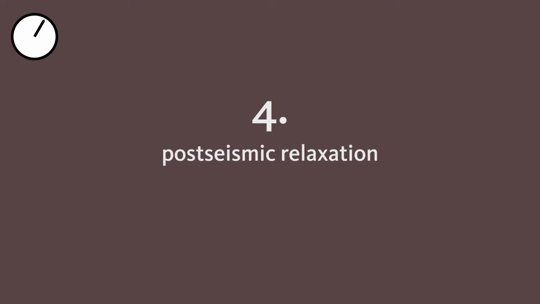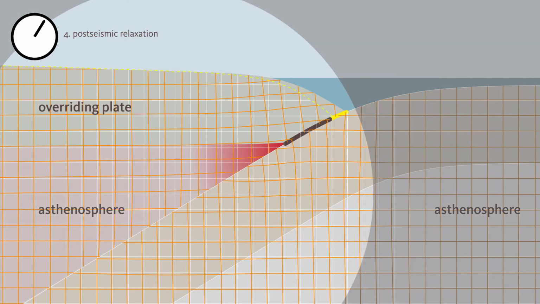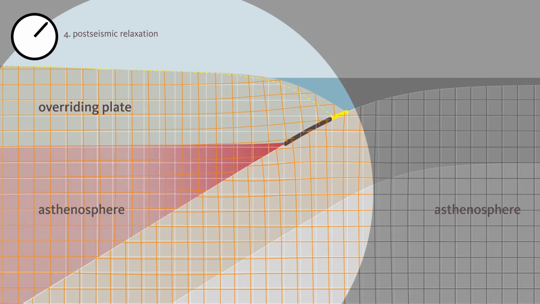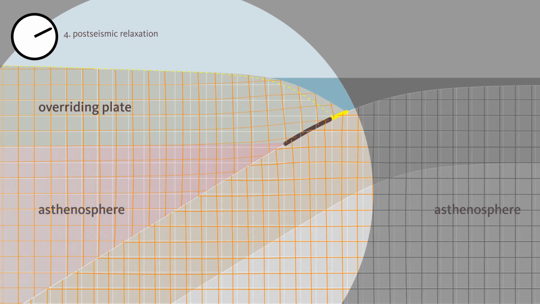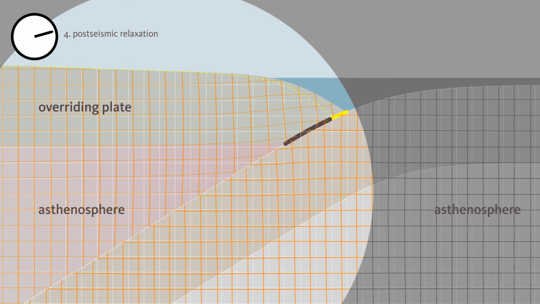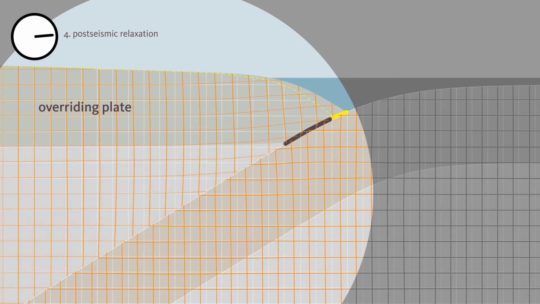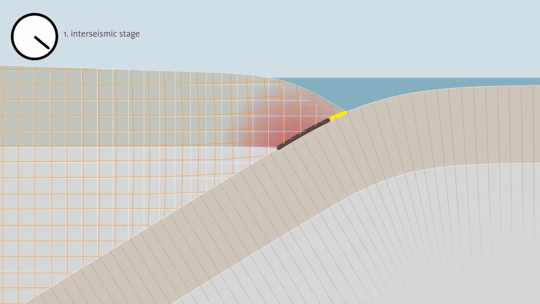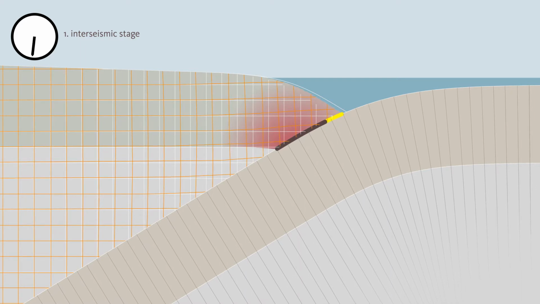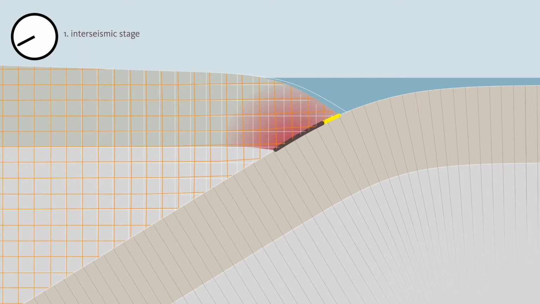During the 4th and final stage of the cycle, stresses produced by the earthquake in the viscous asthenosphere decay away. This post-seismic relaxation phase lasts several decades for the largest events. Once post-seismic relaxation has ended, we have returned to the interseismic stage, in which the deformation reflects only the slow plate motion across a locked part of the plate interface.